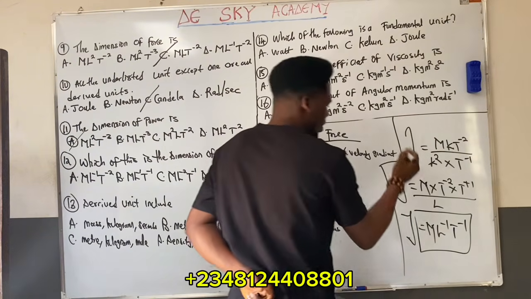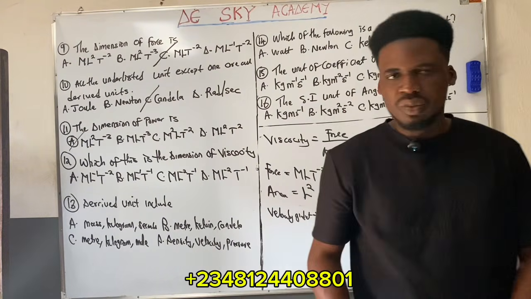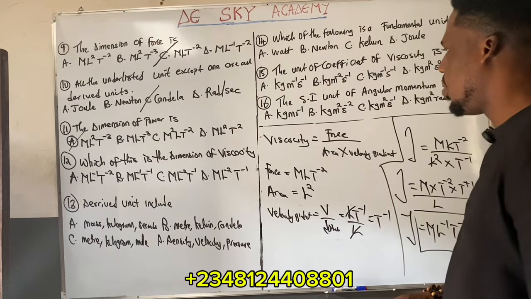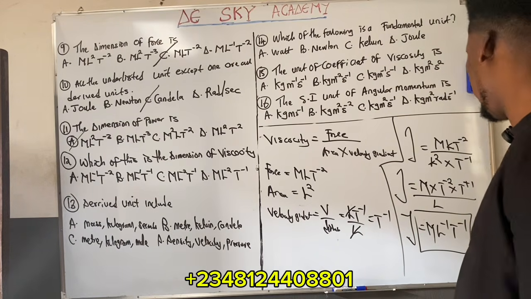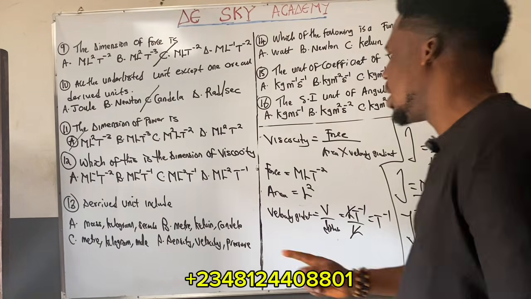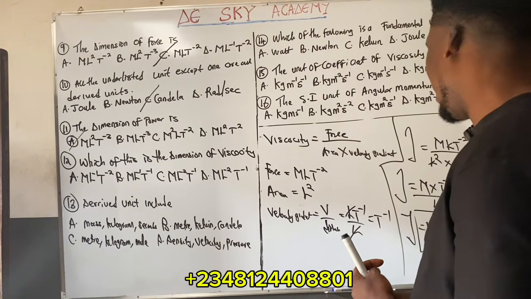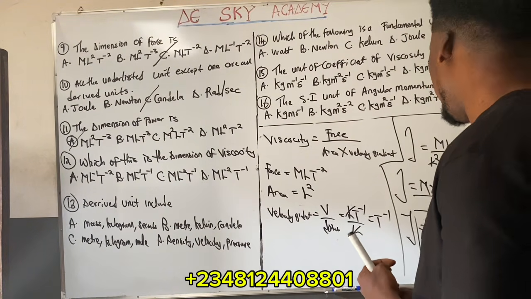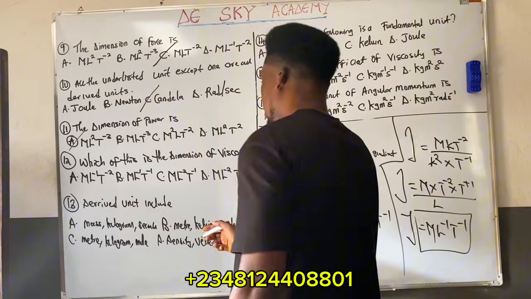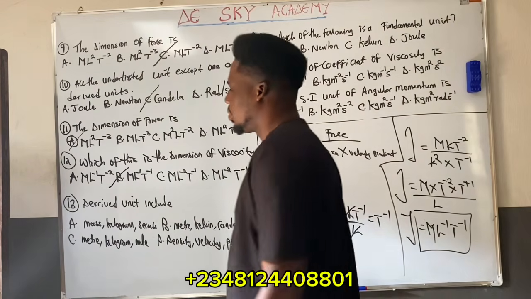So do we have anything like this in the option? M L bar 1 T bar 1. Option A says M L bar 1 T bar 2. No. Option B, M L bar 1 T bar 1. So the correct answer is option B.